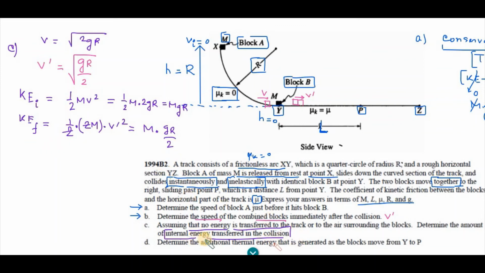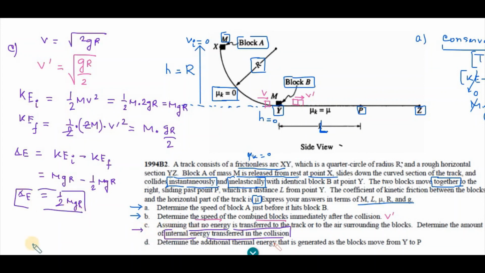Now the amount of internal energy transferred in the collision, you can say that the change in kinetic energy will be equal to kinetic energy initial minus kinetic energy final. Kinetic energy initial we have got as m into g into r, and kinetic energy final is half into mgr. If you take the difference you will get half mgr. That's the amount of internal energy transferred. That is the answer for part C.